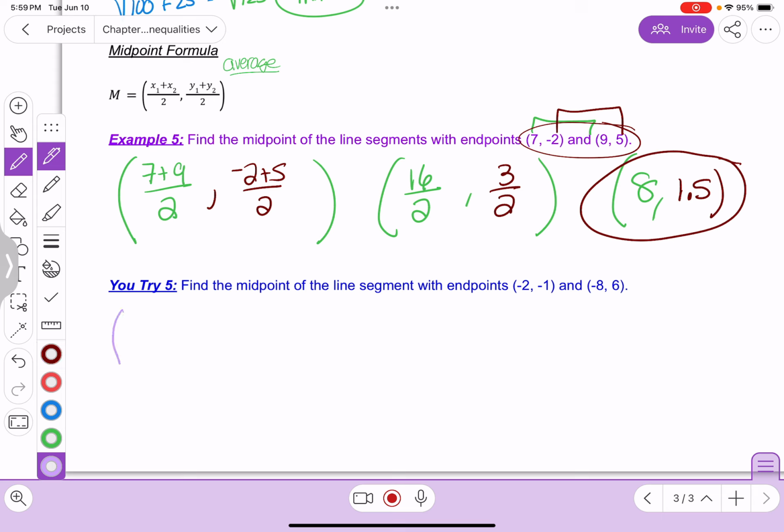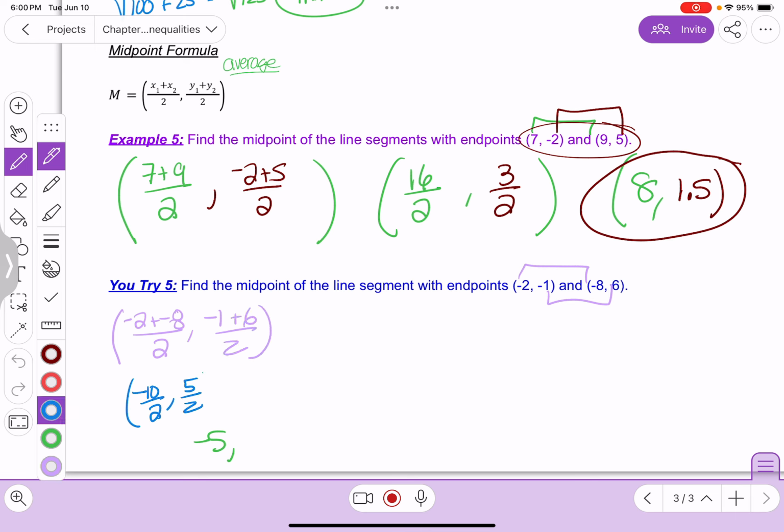All right, so for the x, we'd have negative 2 plus negative 8 divided by 2, which would be negative 10 over 2, which would be negative 5. All right, and then for the y's, negative 1 plus 6 over 2 would end up being 5 over 2, so 2.5. So the midpoint would be negative 5, 2.5.